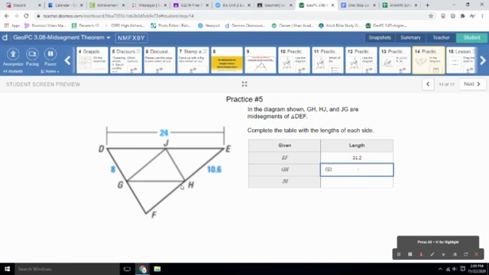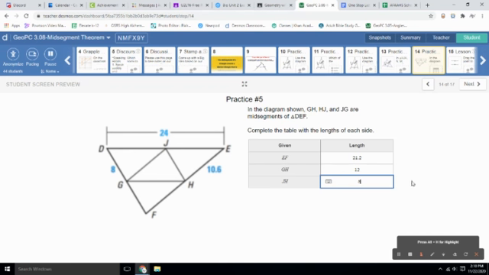Okay. What would be GH? We know GH is half the length of DE. Half of 24 is 12. JH is parallel to DF, so we know this must be half the length of DF, or it is the same value as DG, which is 8.